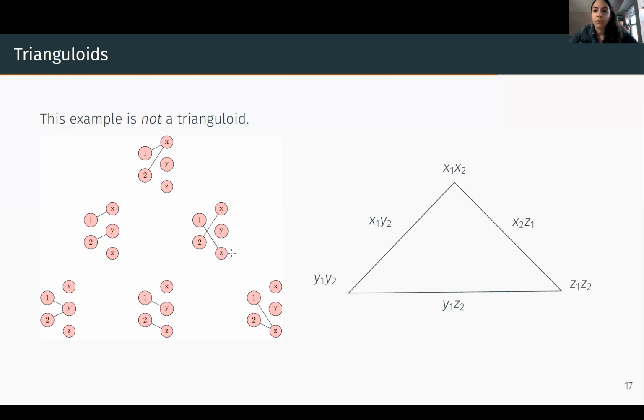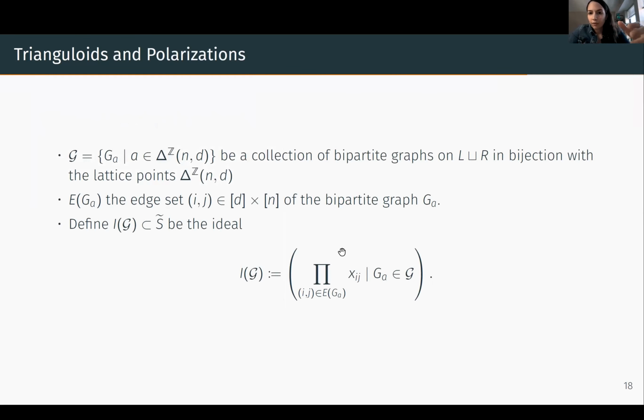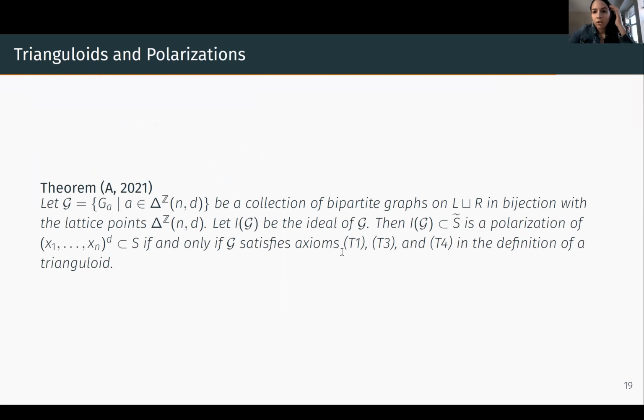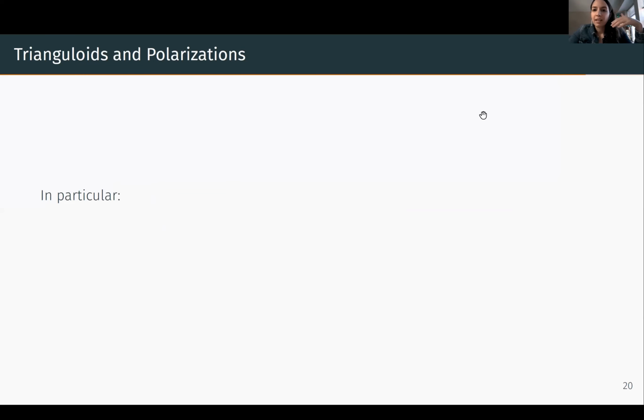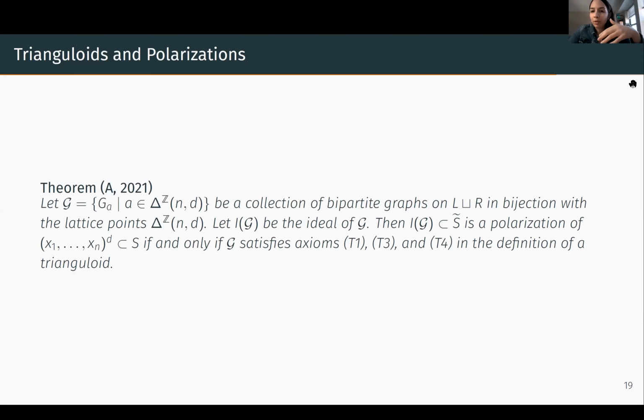So I have a potential polarization, and I'm also going to draw in the linear syzygy edges, and it turns out that there are none of these middle ones. And so this is just the definition of those monomials. But the punchline, and this appeared in my thesis, is that the monomials that you get that correspond to each of the bipartite graphs are a polarization of a power of the maximal ideal if and only if it satisfies the trianguloid axioms 1, 3, and 4.